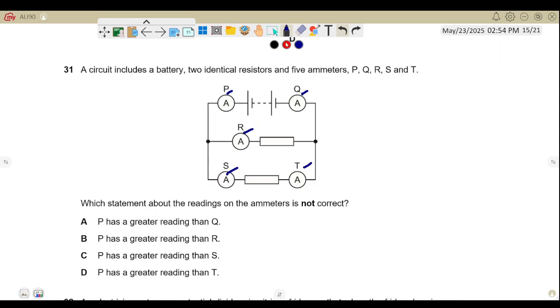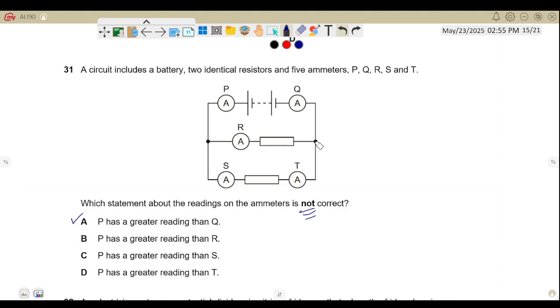So the question is, which statement about the readings on the ammeters is not correct? So P has a greater reading than Q. P has a greater reading than Q, and this is actually the answer here. This is the one which is not correct because of what?